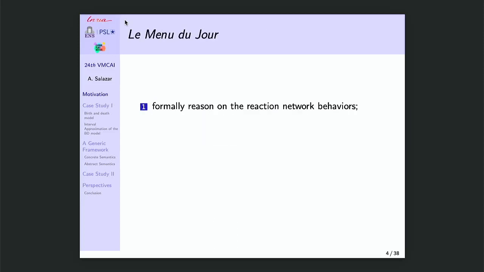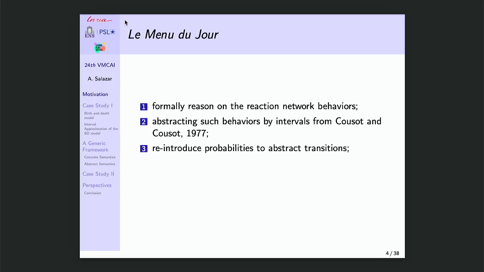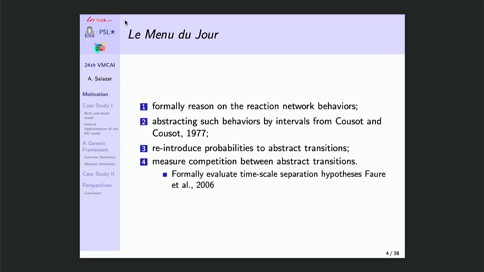And so the menu of the day. What we would like to do is to formally reason on the type of behaviors that can emerge from reaction networks. After which we would like to abstract them by intervals. So we use the interval lattice domain that has been proposed by Cousot and Cousot. After which we would then like to propagate probabilities from the reaction network into the abstract transition system. And what this will allow us to do is to measure competition between pairs of abstract transitions, right?